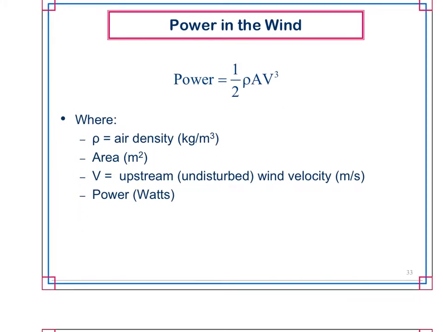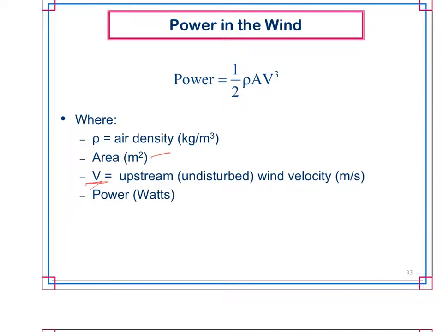So that's just kind of substituting. We always use the upstream, the undisturbed wind, because if we use the downstream wind, that's going to depend upon how much power you're extracting, so it's a very difficult one to take into account. So we'll just use the upstream wind speed for that.